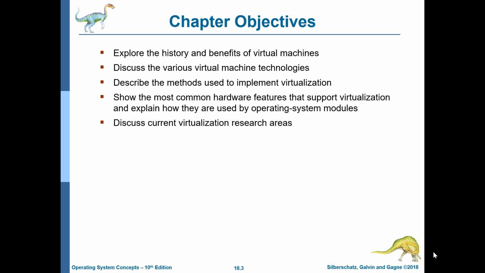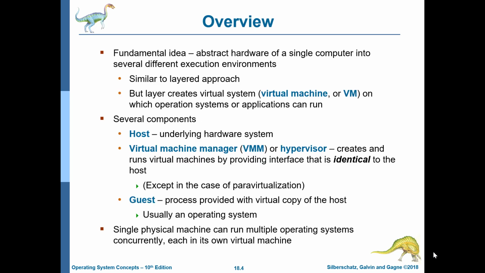One of the key objectives of this chapter is to explore the history of virtual machines, how they came to be, and what their benefits are. Discuss the various prevalent technologies. What are the methods that are used to implement virtualization? And show the most common hardware features that enable virtualization. And then discuss the future, which is the research areas with respect to virtualization.